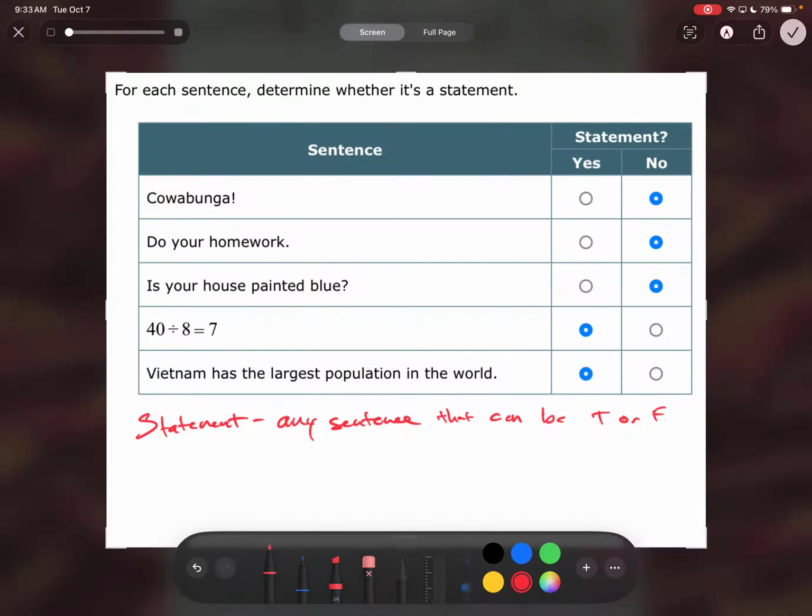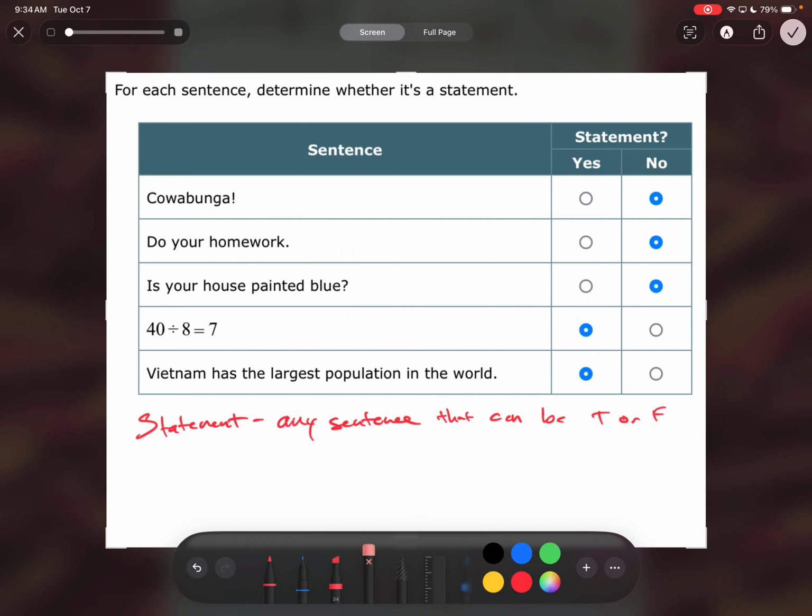Okay, so cowabunga is not a statement. You cannot prove cowabunga true or false. Y'all are probably too young to even know what cowabunga is. Do your homework. Do y'all know what cowabunga is from? Okay, yes. I guess Seth Rogen just had the one, right? Do your homework.